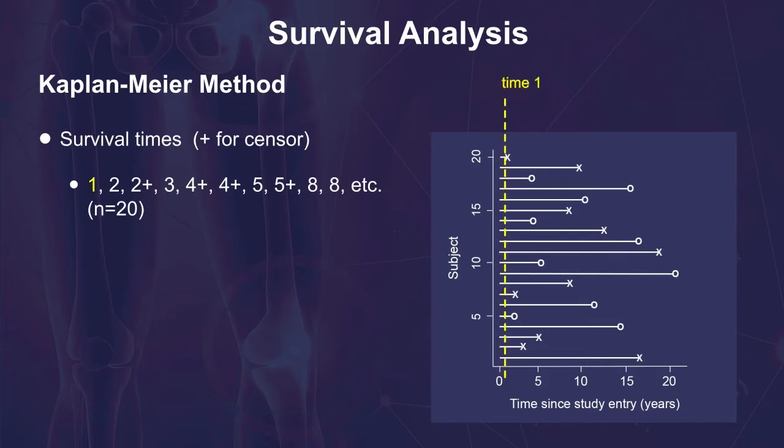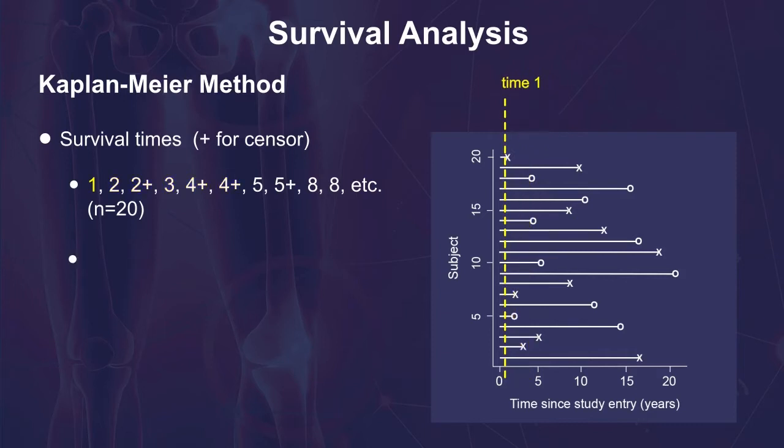This says there's an event at time 1, which is the top patient on the graph. There's an event at time 2 and a censor at time 2, which are patients 5 and 7 on the graph. And then an event at time 3, 2 censors at time 4, and so forth.